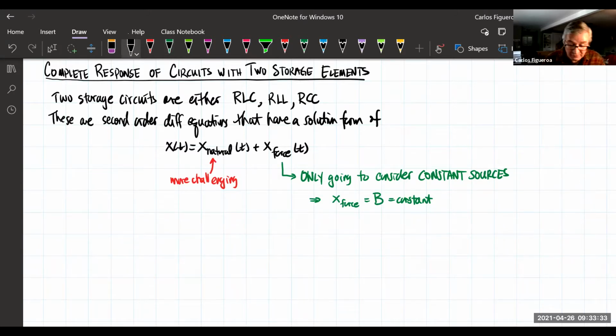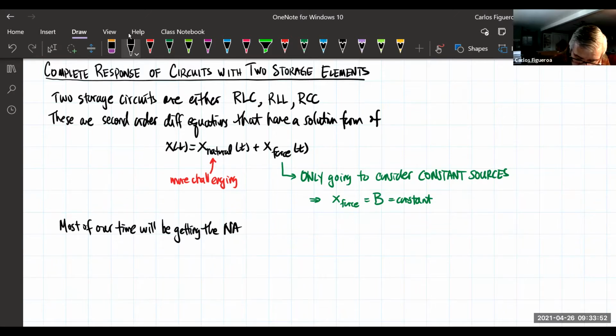So a lot of our time now, most of our time, will be getting the natural response. That's where we're going to spend it.